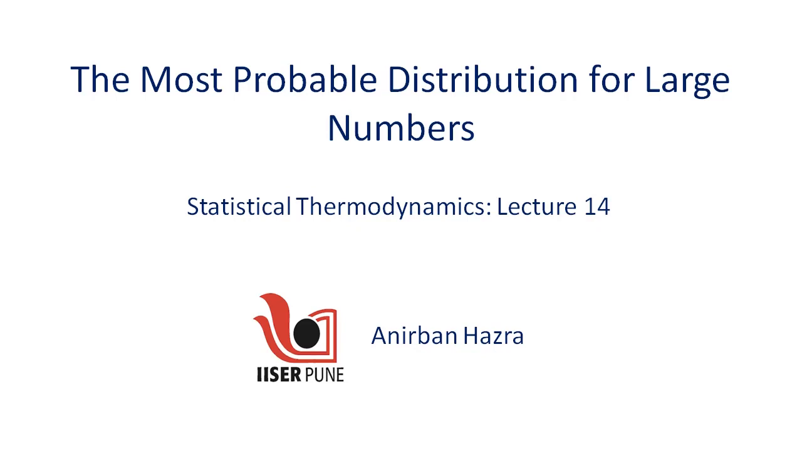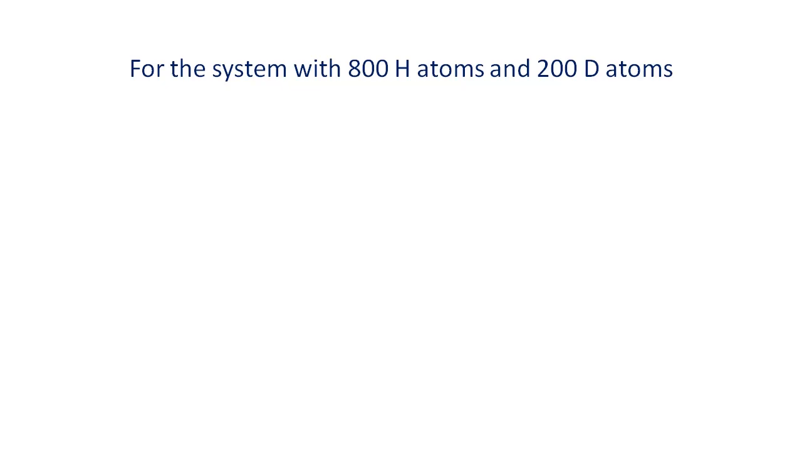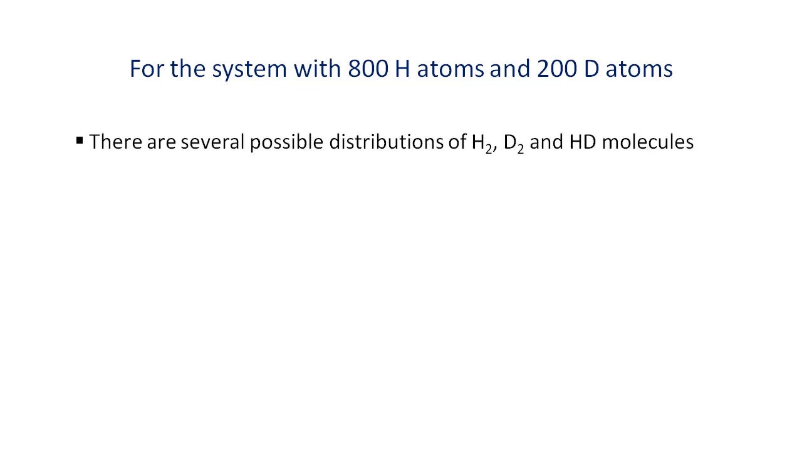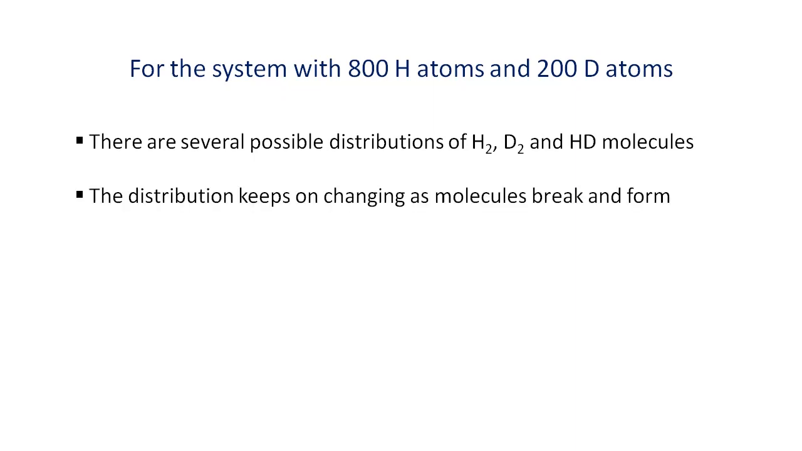In the previous lecture, we have seen that for a simple chemical system in equilibrium, namely 800 hydrogen atoms and 200 deuterium atoms in a box, there are several possible distributions of H2, D2 and HD molecules. The distribution keeps on changing as molecules break and form. You can imagine that there is some catalyst in the box which allows this to happen quickly.